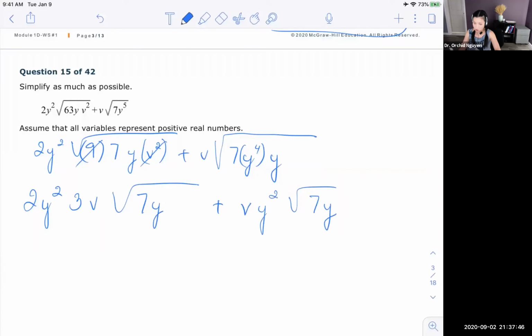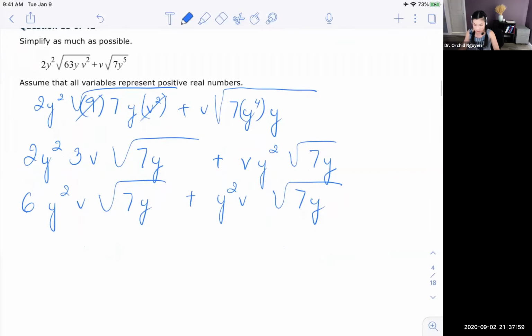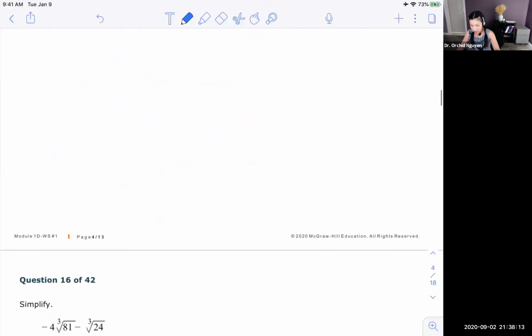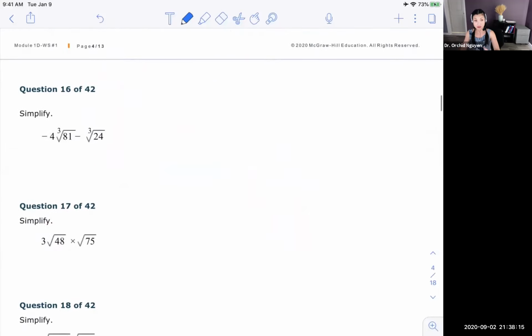All right, so what you have right here is 6y squared v square root of 7y plus y squared v square root of 7y. Like radicals, like terms. So what we have is 7y squared v square root of 7y. Okay, very good. Now let's try the higher root, which is cube root in this case.